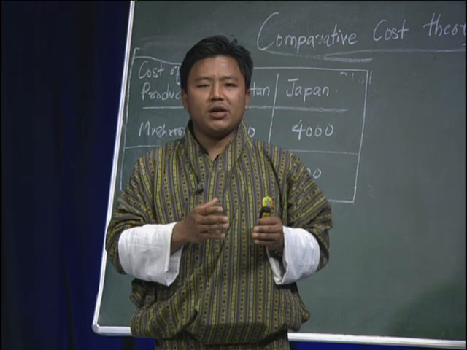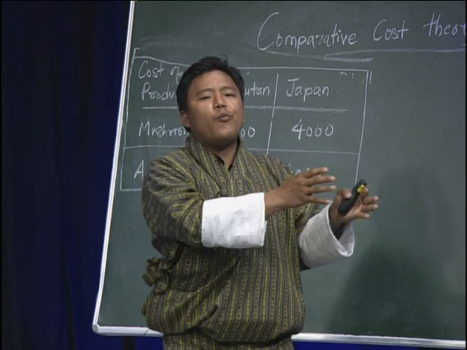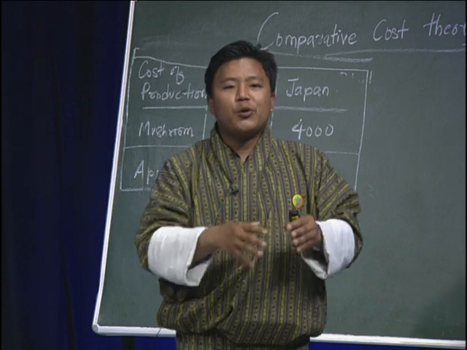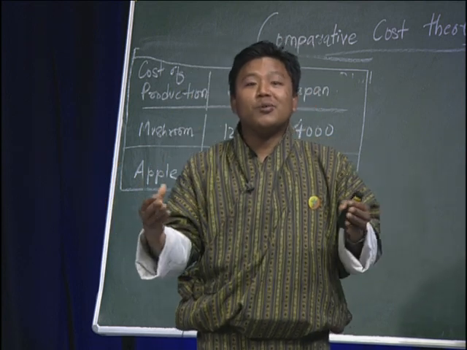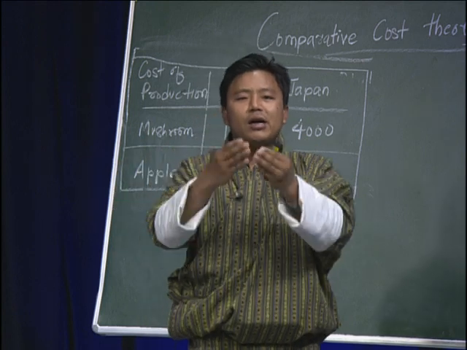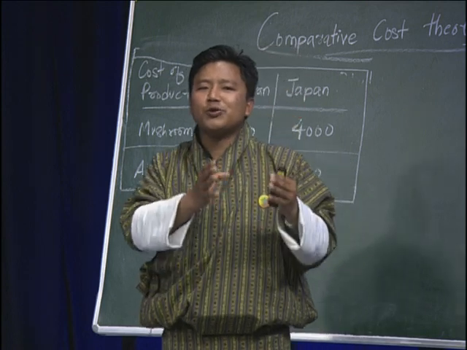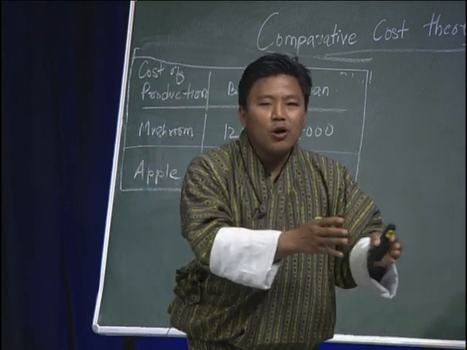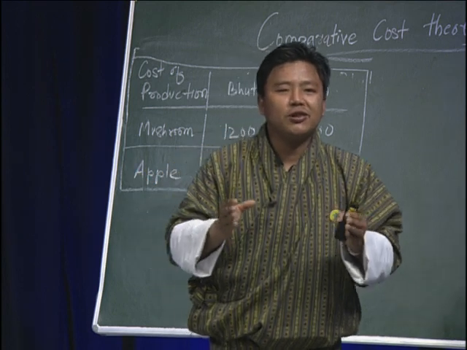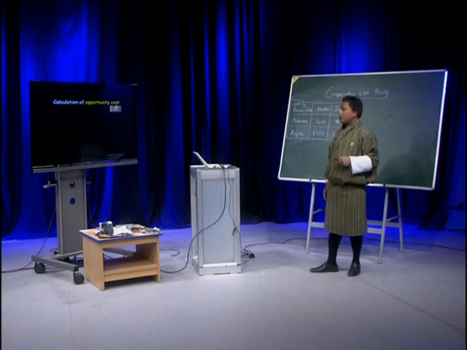To be specific, opportunity cost refers to the fact that in order to produce more of one commodity, we have to sacrifice another commodity, because we cannot produce both commodities at a time. Why? Because the resources are very limited. So because of this fact, in order to produce one commodity more, we have to forego another commodity. So this is known as opportunity cost. Now the calculations of opportunity cost for Bhutan.